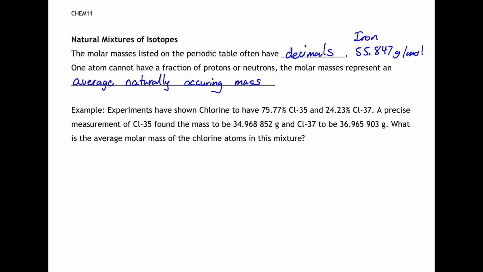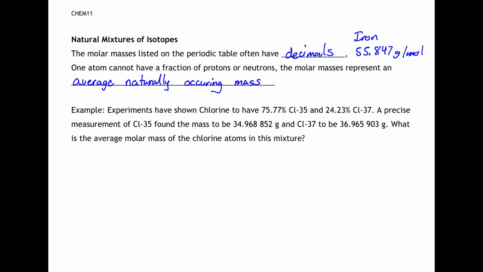So what we're going to do is a little bit of an example with chlorine. This experiment with chlorine is shown to have 75% Cl35s and 24% Cl37s. And then we found out that just the 35s have this ridiculously accurate mass, and then just the Cl37s have this unnecessarily accurate mass. I'm not even going to say it out loud. You guys can read. What's the average molar mass of all chlorine atoms in this particular mixture sample?